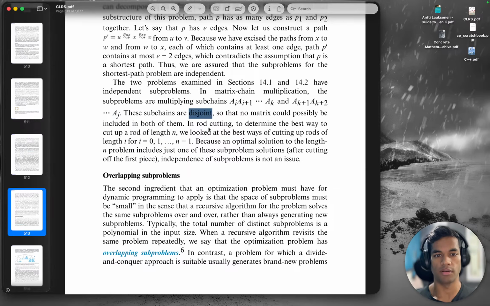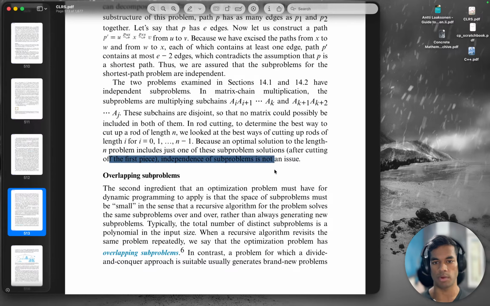That is a better word than saying they are not same. They are disjoint, so that no matrix could possibly be included in both. In rod cutting, to determine the best way to cut up a rod of length n, we look at the best way of cutting up the rods of length i for i from 0 to n minus 1, because an optimal solution to the length n problem includes just one of these subproblem solutions. After cutting off the first piece, independence of the subproblem is not an issue.